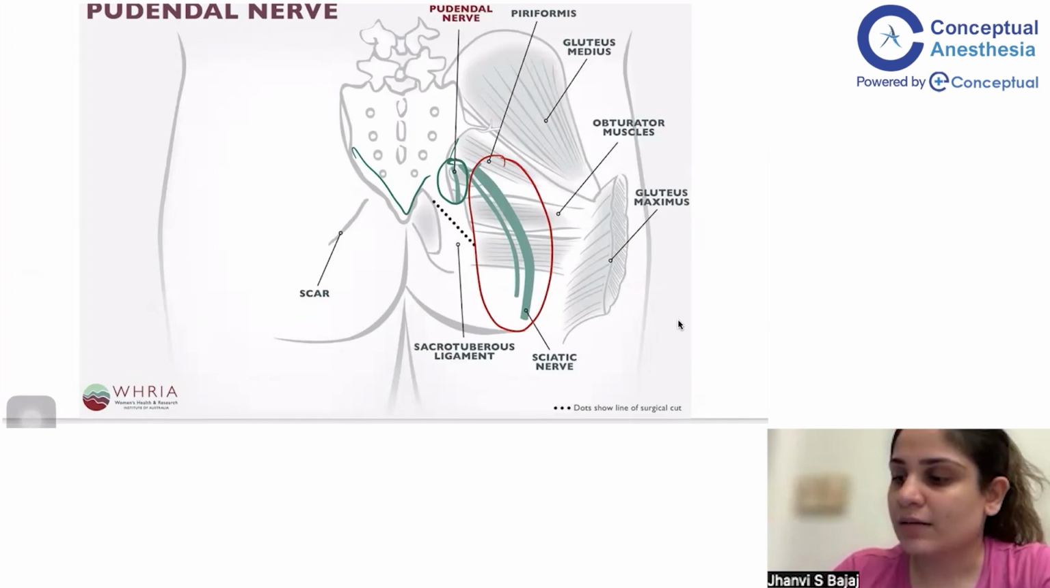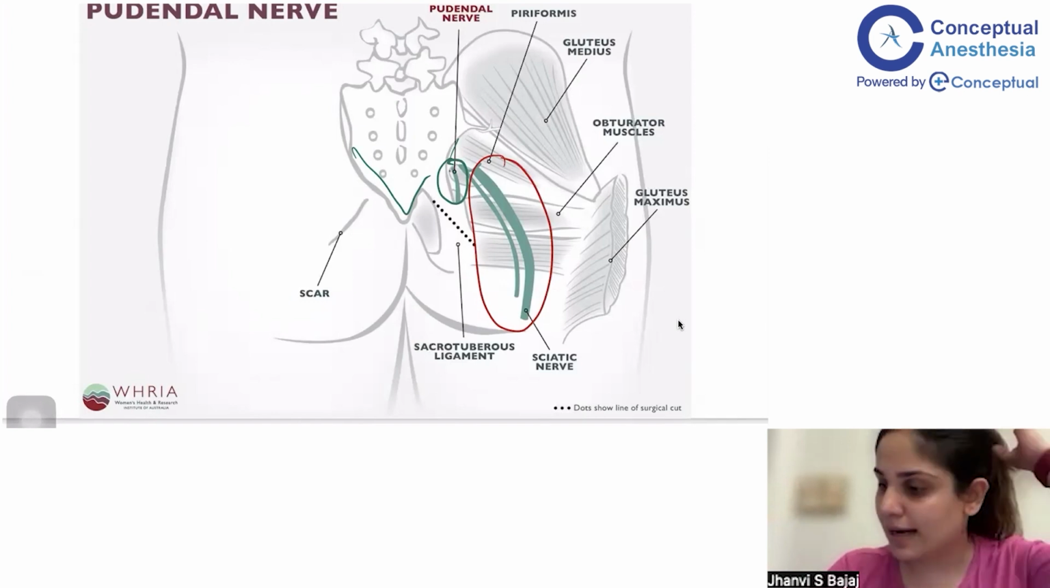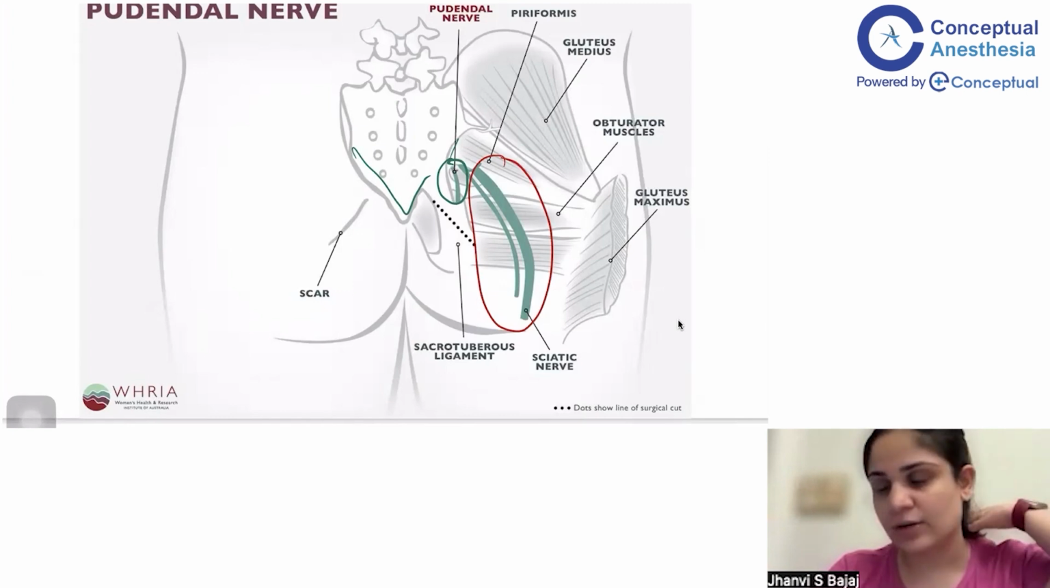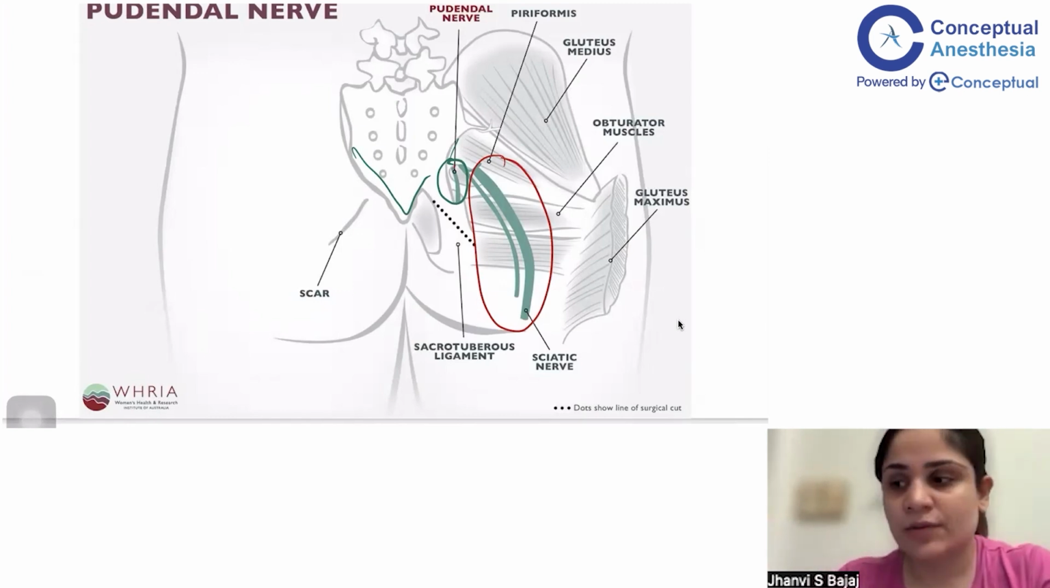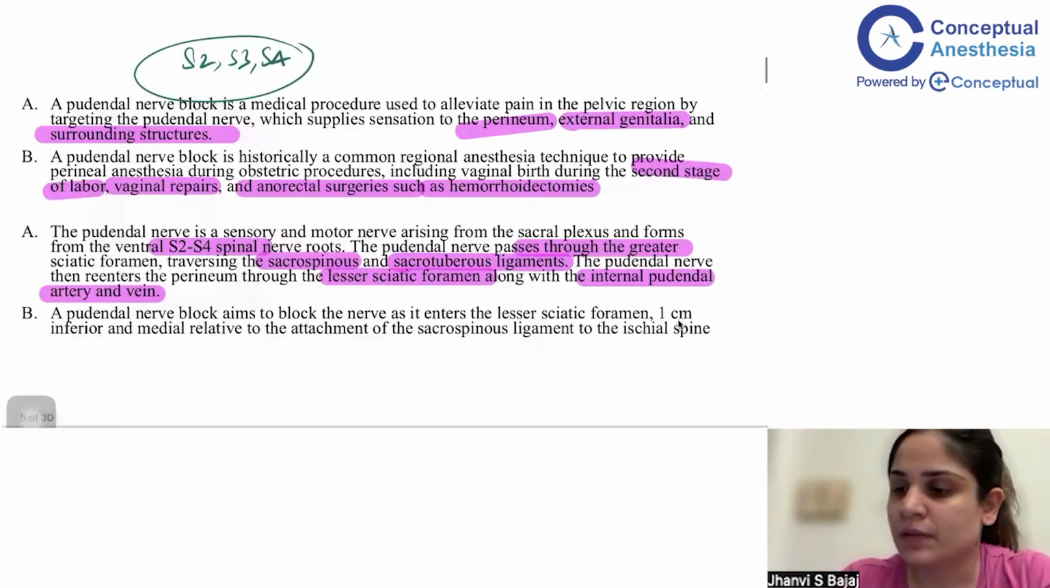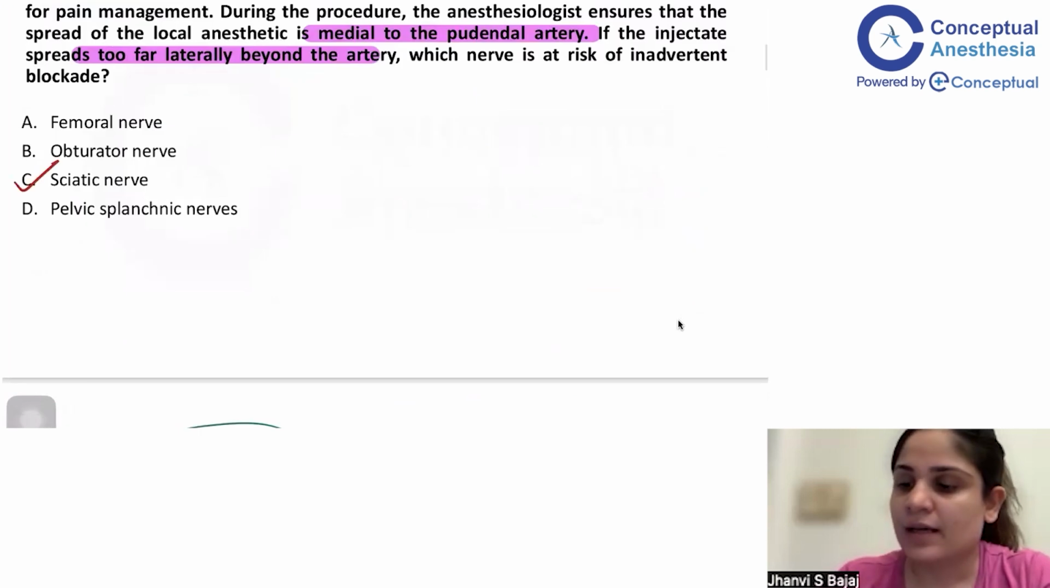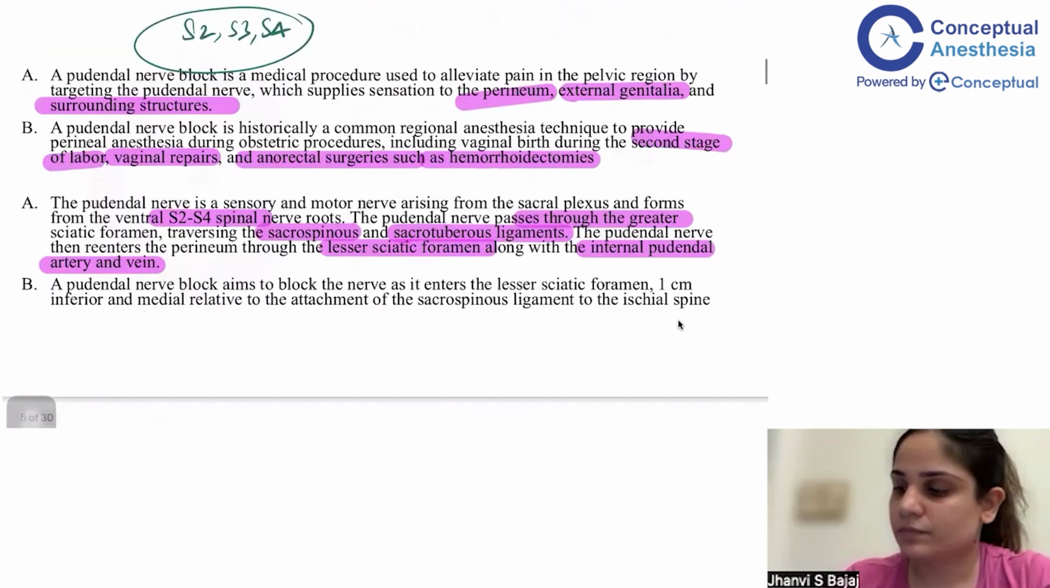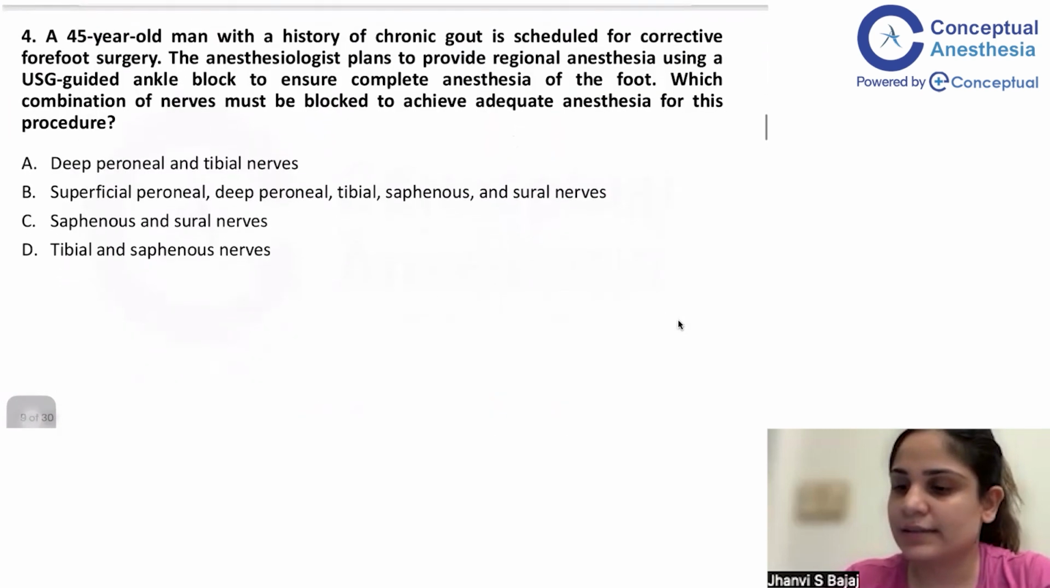So any drug that I try to give close to the internal pudendal artery, where I'm trying to give the pudendal nerve block, if the drug spreads laterally, then it is going to lead to sciatic nerve blockade in the patient. Okay, so that is the answer over here. Sciatic nerve will be the answer over here. Now let's have a look at the next question.